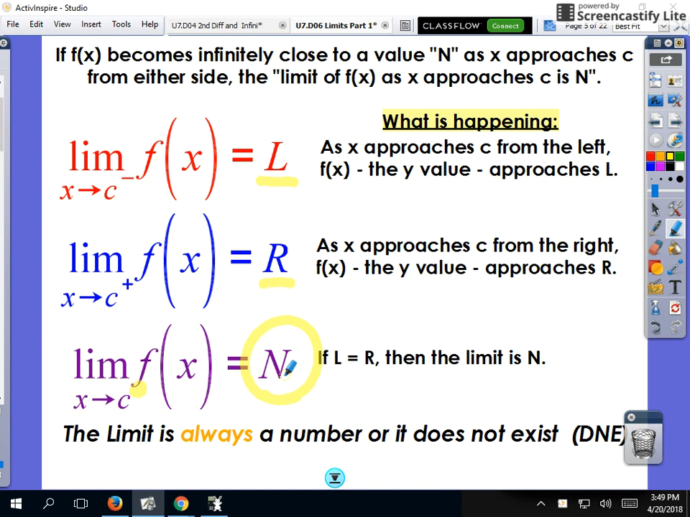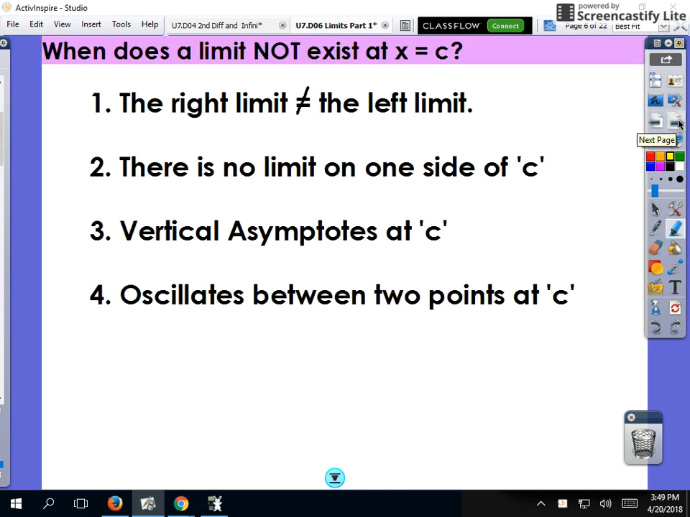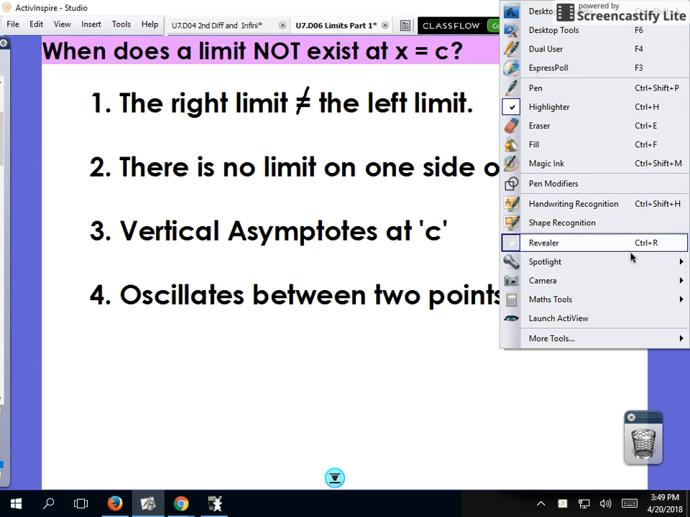I think it gets a little complicated when we talk about this. Again, when it's always a number, it does not exist. That was just another way to say the same thing. Now, when does it not exist? There are a few things that happen.